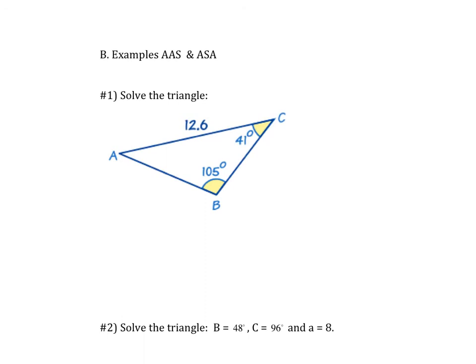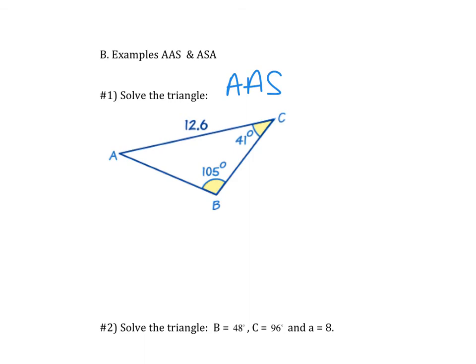Okay, so here we go. We're going to do examples of angle, angle, side, and angle, side, angle. So number one, we're going to solve this triangle. This triangle is an angle, angle, side triangle. We have two angles and a side not in the middle of them, but on the side of them. And my suggestion to you, you don't have to take this or not, but I would go right to solving for angle A because you don't have to use any trig. All you need is a little bit of geometry knowledge to solve for that angle.